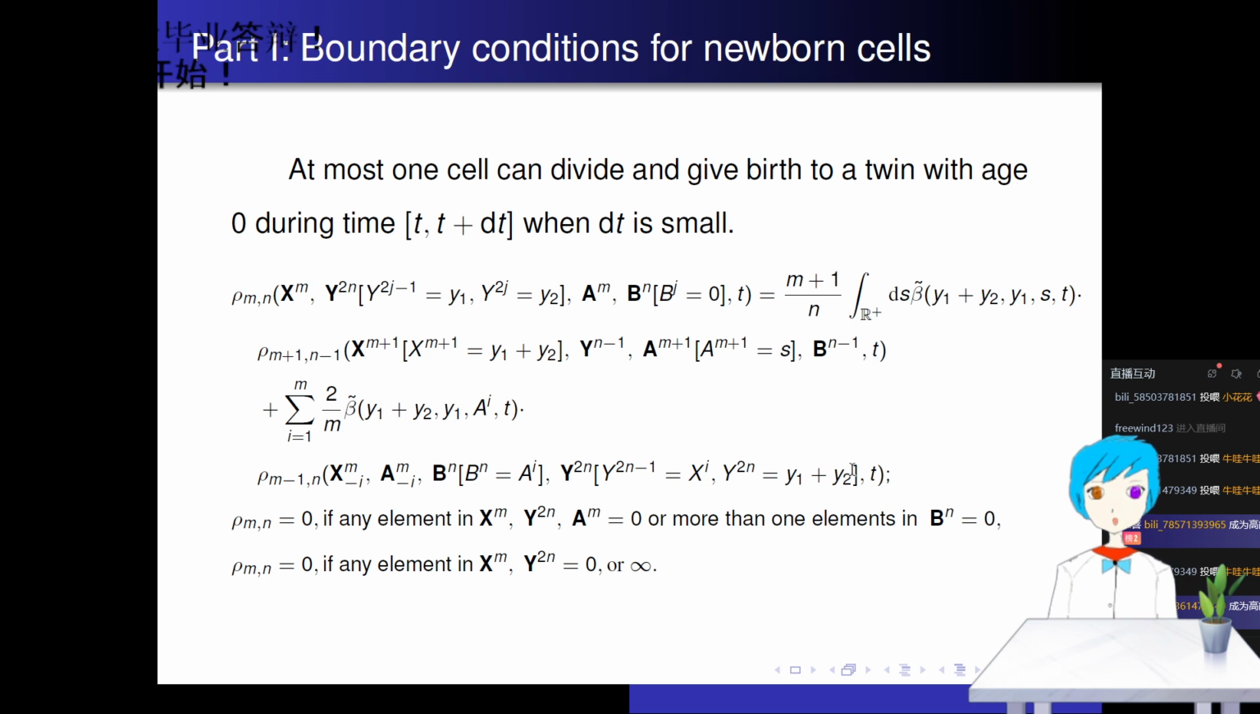The boundary conditions are for newborn cells, where we assume at most one cell in the system can divide when the time interval dt is small enough. Then we have this boundary condition. The first term stands for the division of a singlet, giving birth to a newborn doublet. The second term stands for the phenomenon that one cell in a doublet divides, giving birth to a newborn singlet and leaving the other cell as a new singlet.